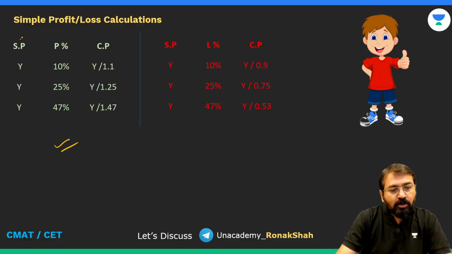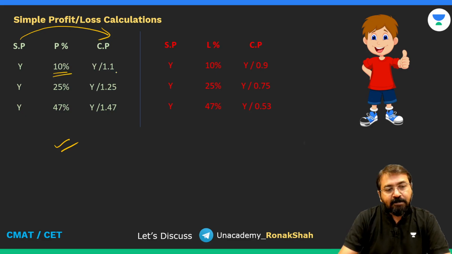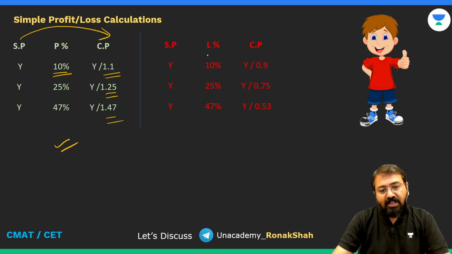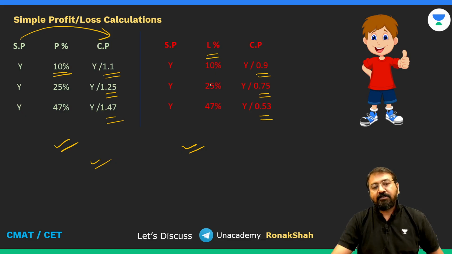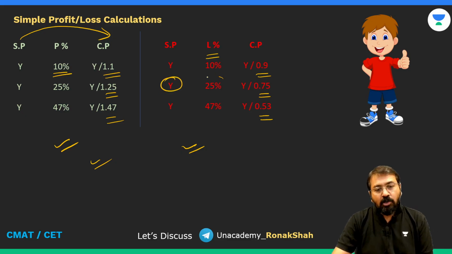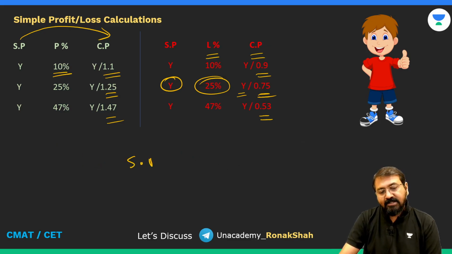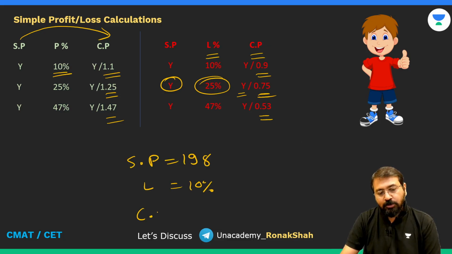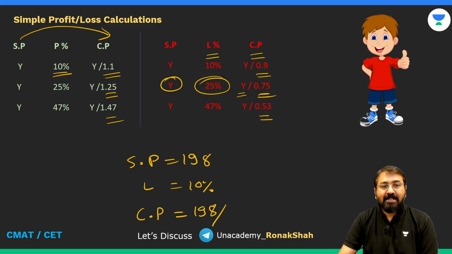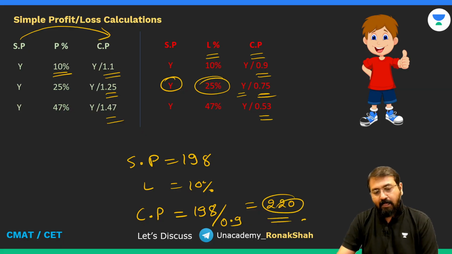Okay, whenever you want to find out cost price from selling price, if there is a profit, you will divide by 1 point something. If there is a loss, you will divide by 0 point something. So look at this and understand it. For example, if selling price is Y and loss is 25%, so cost price will be Y divided by 0.75, right? So for example, if I say selling price is 198 and loss is 10%, so what should be cost price? So I can say it should be 198 divided by, 100 minus 10, it's 90, so 0.9. 198 divided by 0.9, so this will come out to be 220, right?